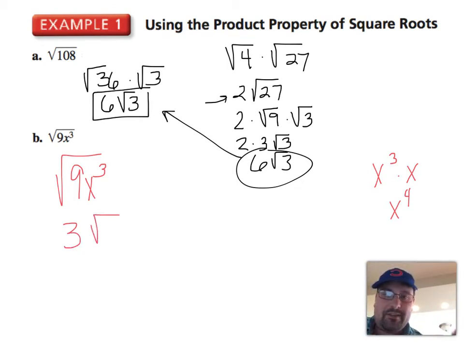But x to the third power. You must have the variable with an even power. If you don't, you must just subtract 1. That's all you do. So x to the third becomes x squared, and then multiplied by root x. Now root x is going to be left alone.